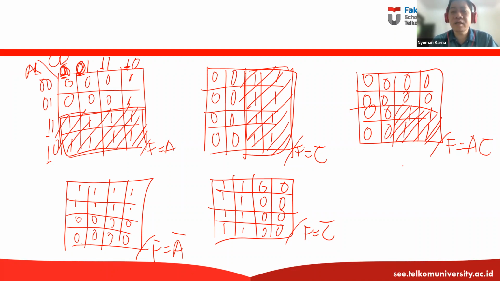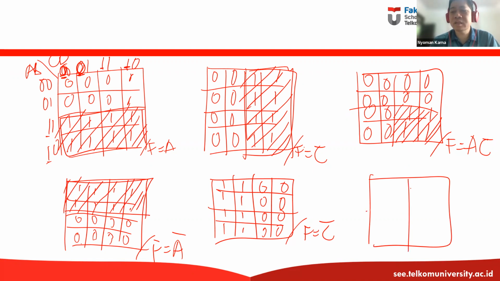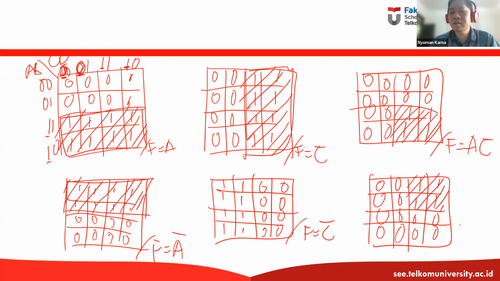How about A not C? This is A not. This is C. So the intersection is in this one, in this cell. So this is the function A not C. Okay.